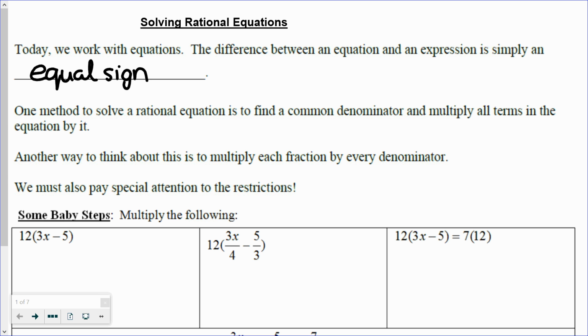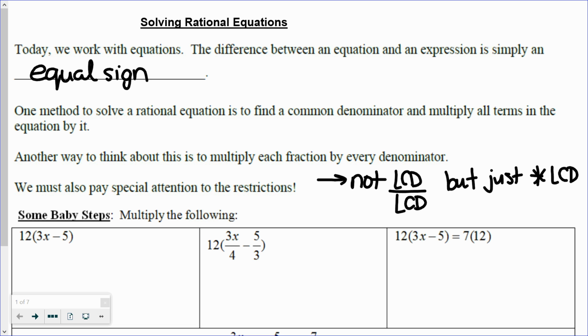Sorry, but next to that bullet, you might want to write not your lowest common denominator divided by your lowest common denominator like what you had before, but just multiplying by the lowest common denominator. That doesn't really make sense until I show you an example of what I mean by that. So here are some baby steps that lead into this.